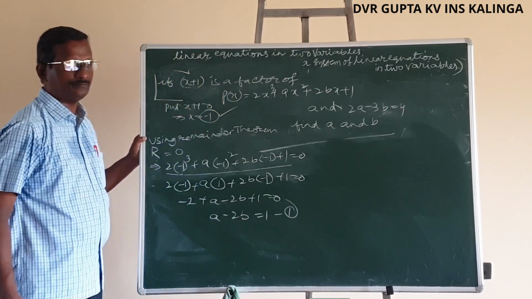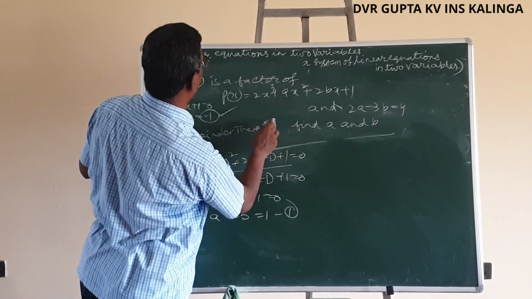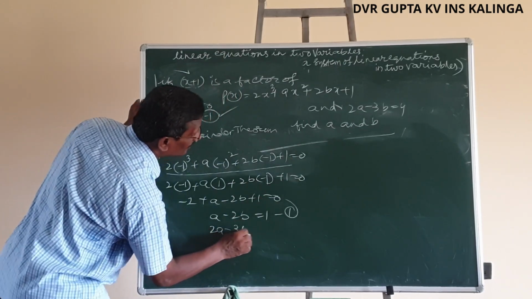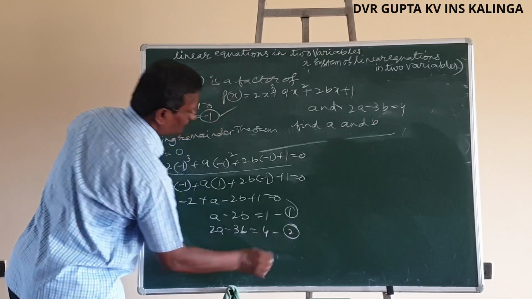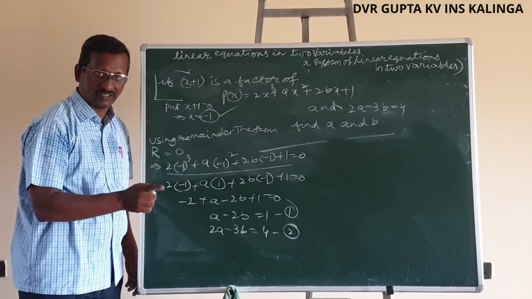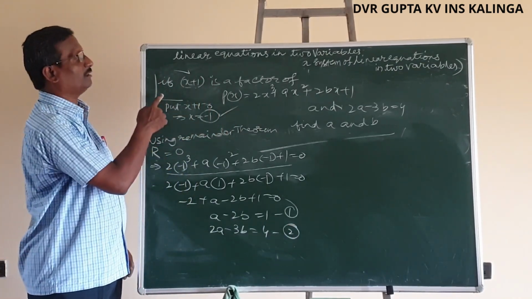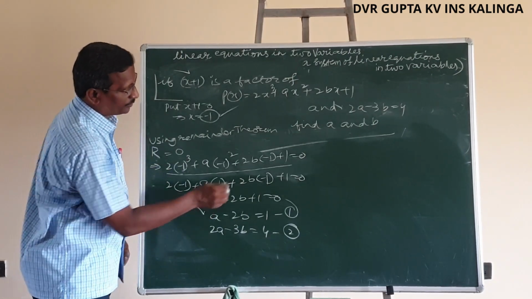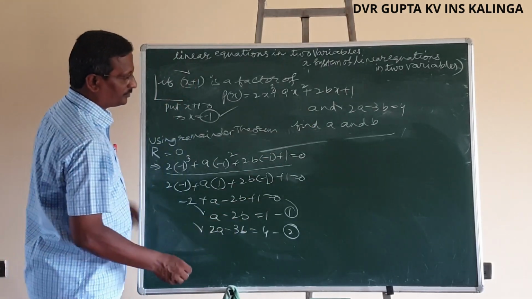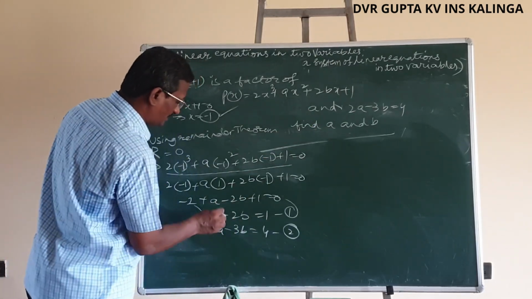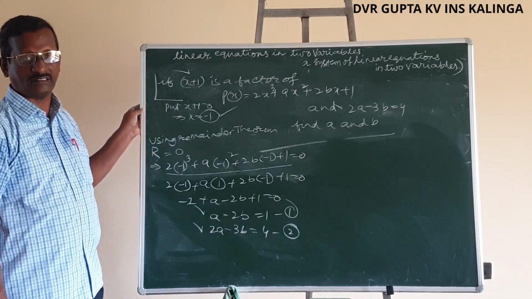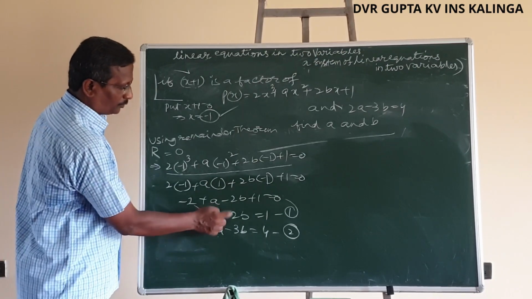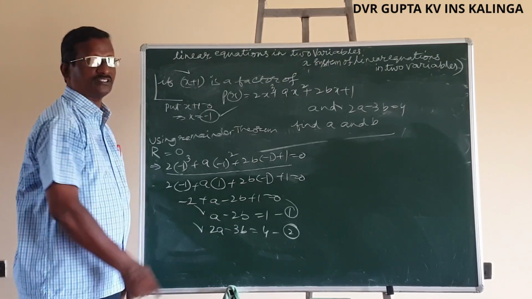It is equation 1. And equation 2 is already given in the question, that is 2a minus 3b is equal to 4. It is equation 2. Equation 1 we got successfully by making use of the remainder theorem of the 9th class, and equation 2 is already given. Again, these are two linear equations in two variables, where the two variables are a and b.